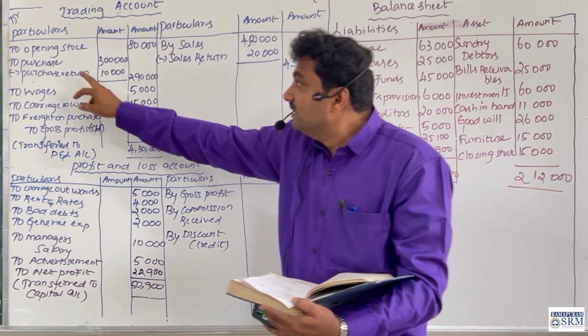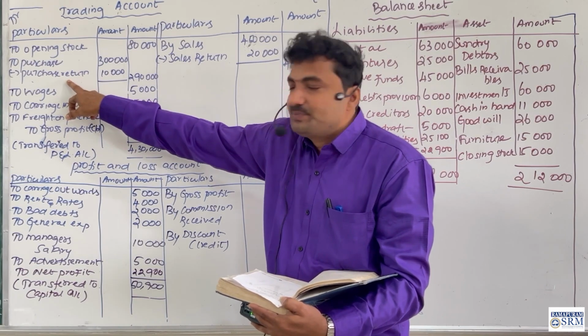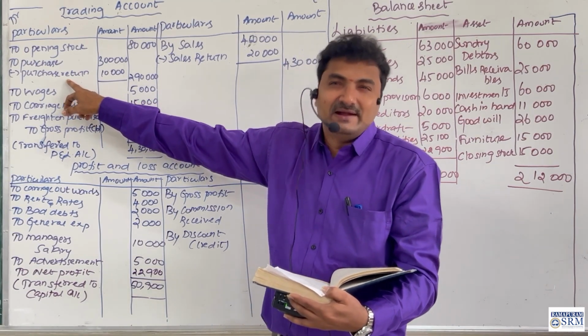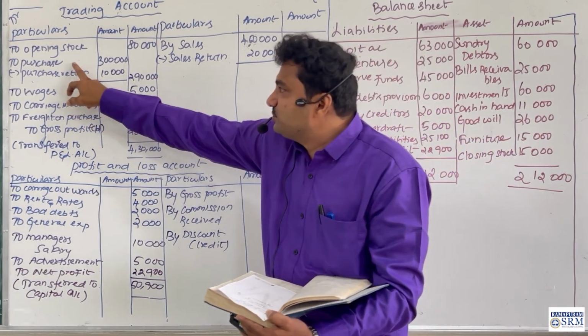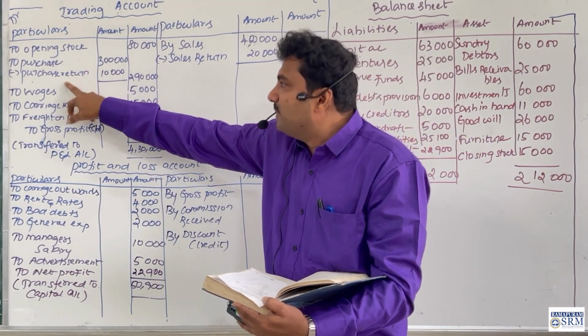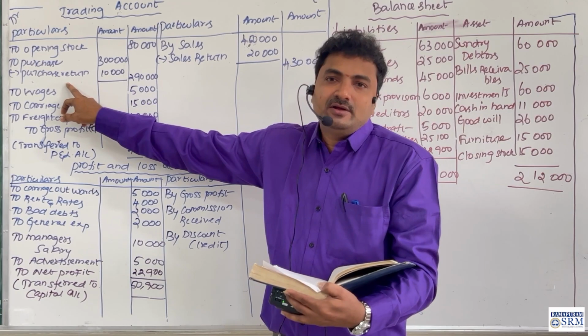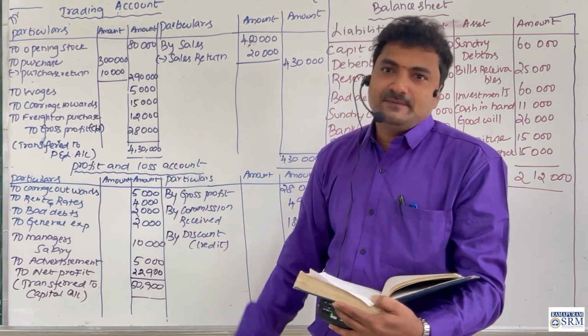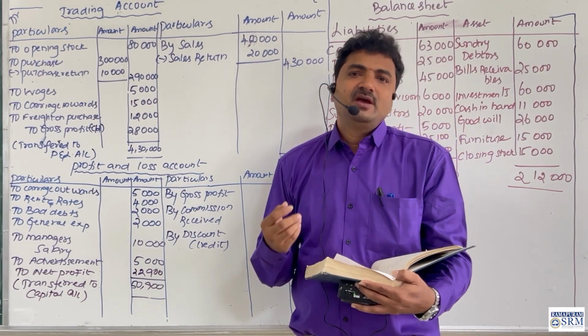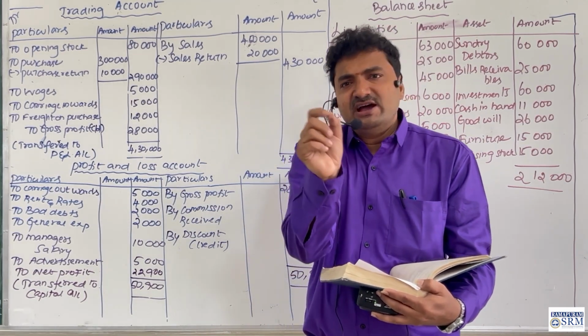Then the next entry is purchase return. As per the format, actual purchase is purchase account minus purchase return, and you will get actual purchase. I repeat once again, because some of the engineering students frequently ask this.